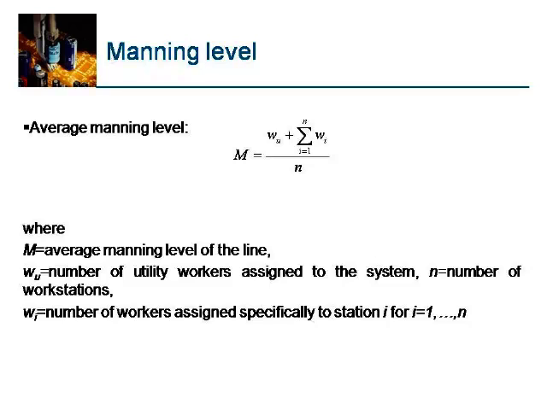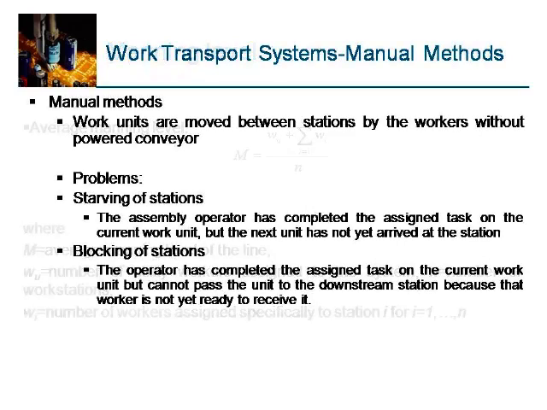And total number of workers divided by total number of workstations gives you the manning level, or number of human beings per workstation. Work transport system in manual methods. Manual methods only are used in manual assembly lines to transport the work part. The manual methods are: work units are moved between the workstations by workers without powered conveyor.